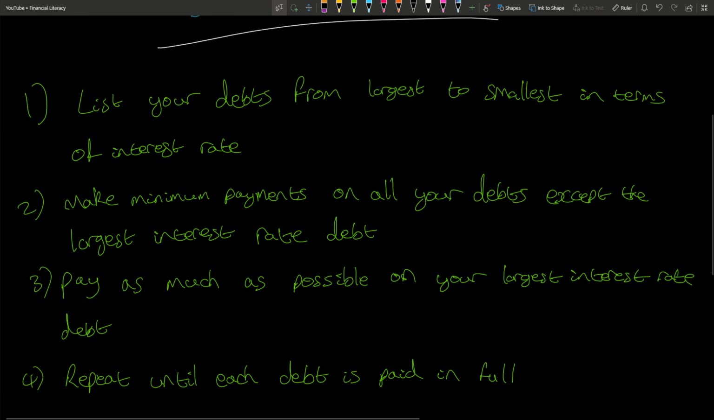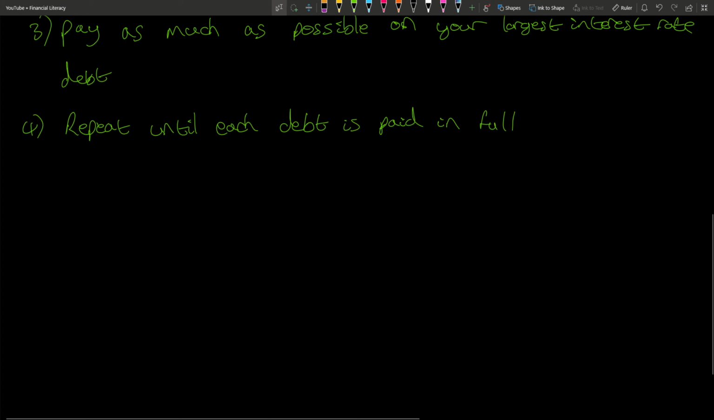So let's go over it. You list all your debts from largest to smallest in terms of interest rate, regardless of how much money you have to pay off in total. You pay down the minimum payments on every single loan, so that way you're not getting any extra fees or charges for not paying. You don't want to do that. That's one of the worst things you can do. And then you pay as much as possible on the largest interest rate debt and repeat until each debt is paid in full. So let me cover this with an example.